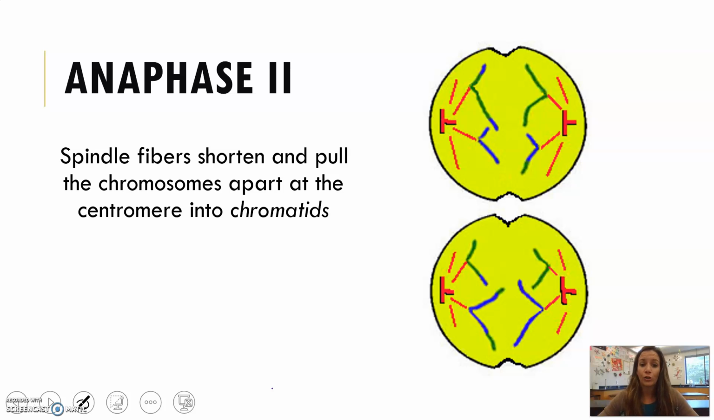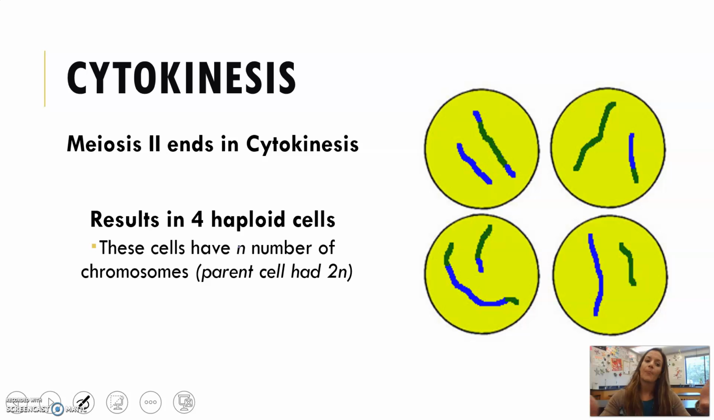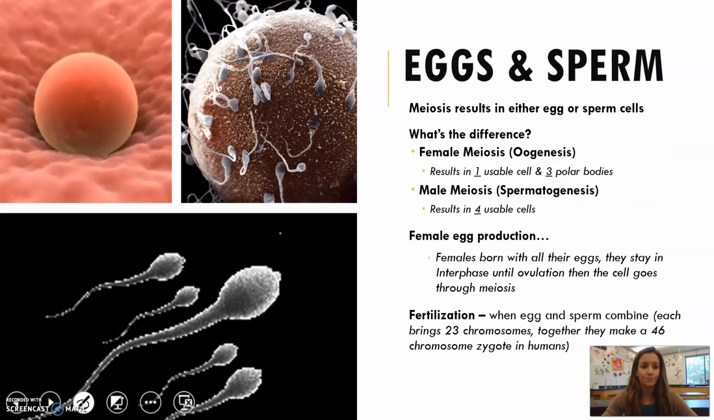Anaphase II, those spindle fibers are going to shorten and pull them apart into chromatids. So the first anaphase I pulled them into chromosomes. Anaphase II pulls them into chromatids. Telophase II, they're going to reach the poles and fully separate, but remember, cells do not fully pinch off and divide until cytokinesis, which is here. So meiosis II ends with cytokinesis, which results in 4 haploid cells. Key word, right? Haploid, meaning they have half the number of chromosomes. So if this was a human, there would be 23 chromosomes in each of these cells.